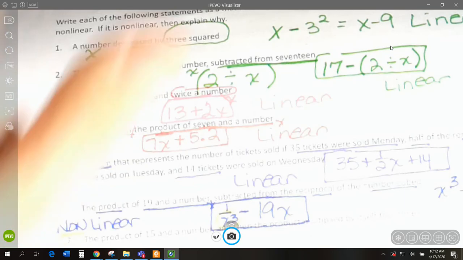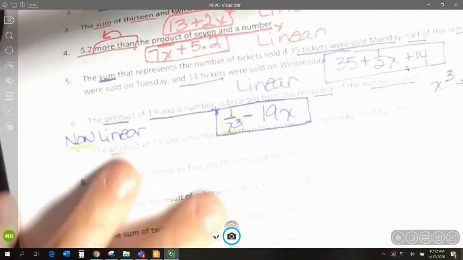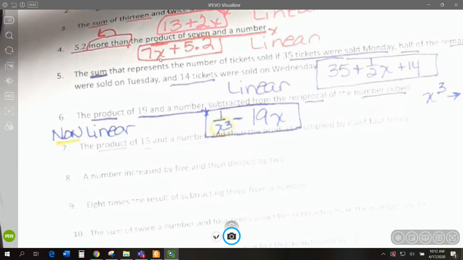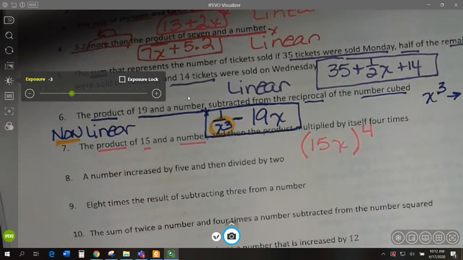Hold on. Make this darker. There you go.